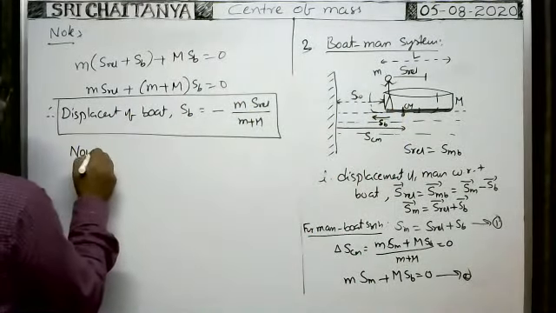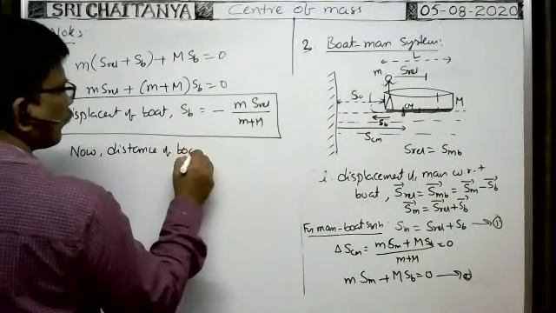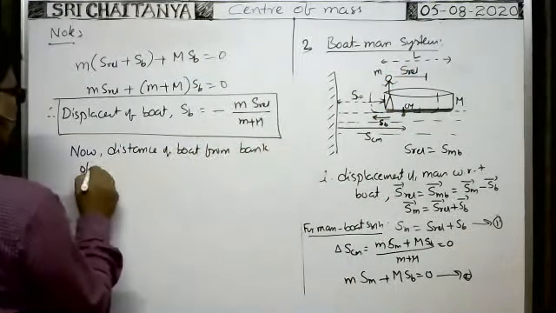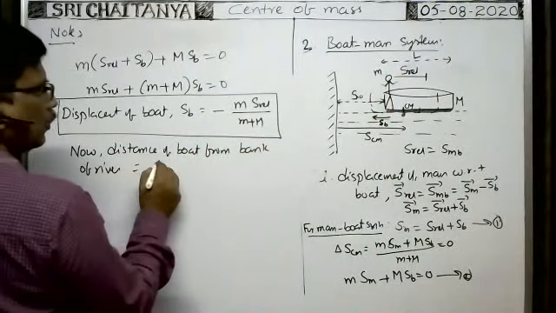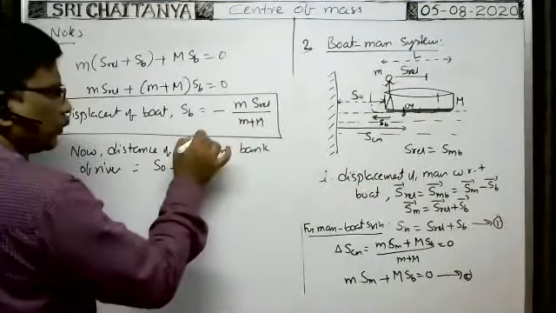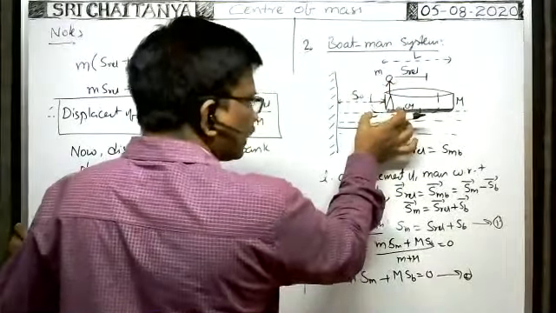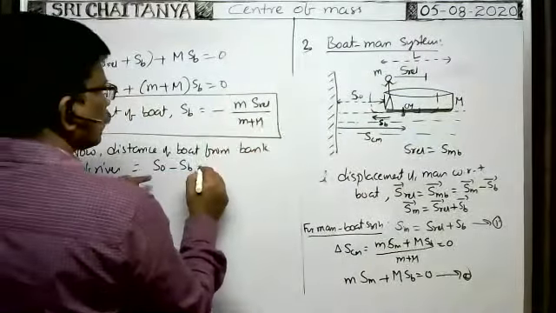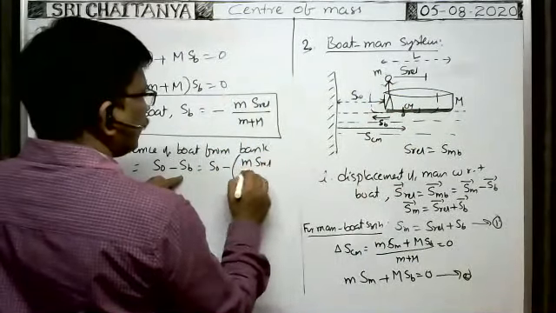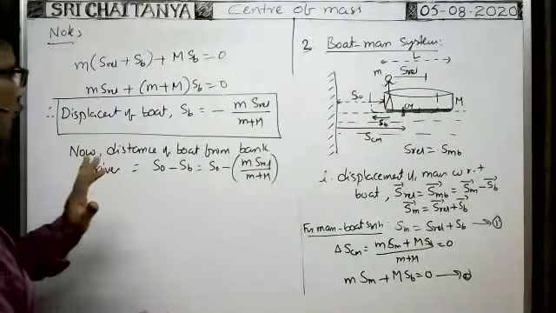Now, distance of boat from bank of river is equal to S naught minus SB. Of course, while substituting the data, we should not put the minus sign again, because from this S naught we subtracted the magnitude of SB, that means the modulus. So that is equal to S naught minus SB, simply m S relative by m plus M. It is the distance of the boat from the bank of the river.